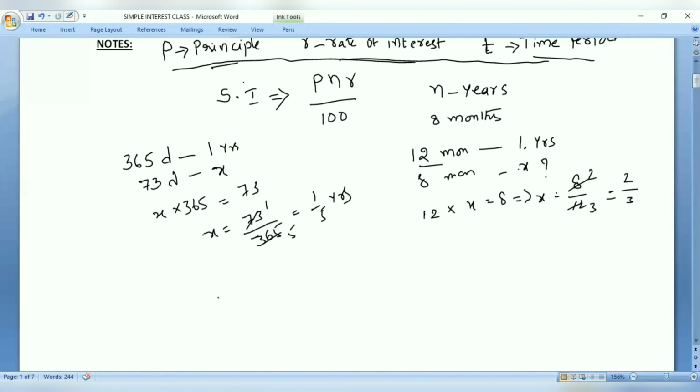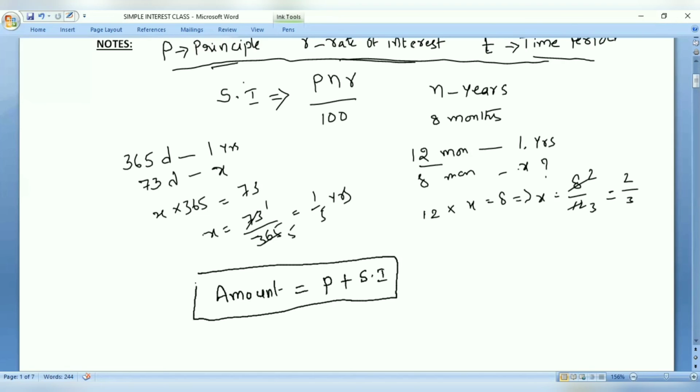But if somebody asks you a question, what is the amount that you receive for so and so amount, for so and so time period, for so and so rate of interest, that means with the principal, we will add the simple interest. Okay, so this is very important. Whether in the question the amount is being asked or the simple interest is being asked is what we need to understand. Okay, now let us see a simple example.